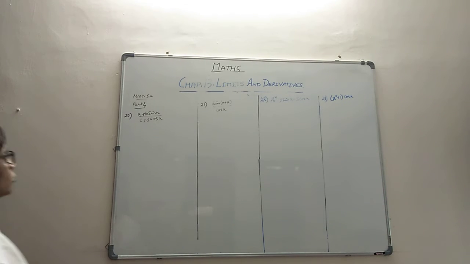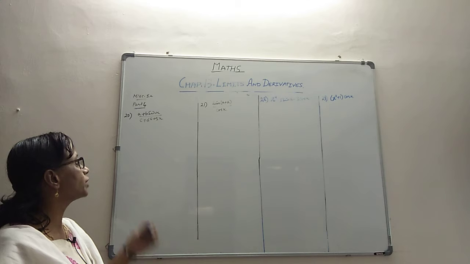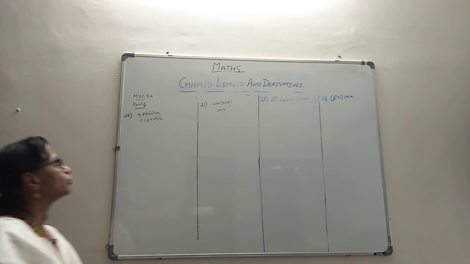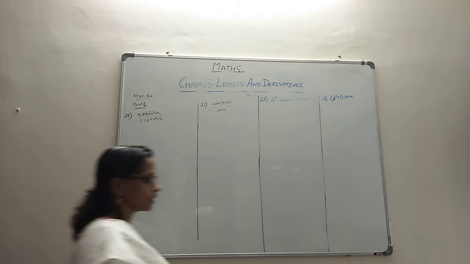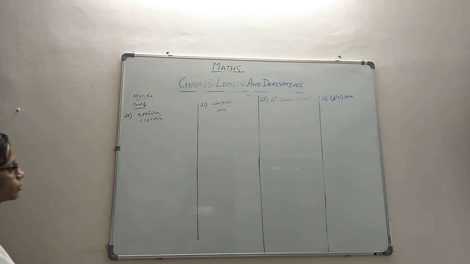Hello folks, let's come to part 6 of this miscellaneous exercise. We were continuing with the problems of finding the derivative. Here now we are with the 20th problem, which says that you have to find the derivative of this expression. It looks like u by v, so we will be taking u by v and doing it.